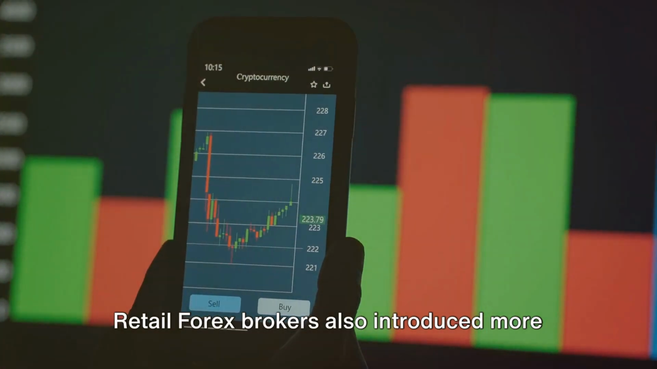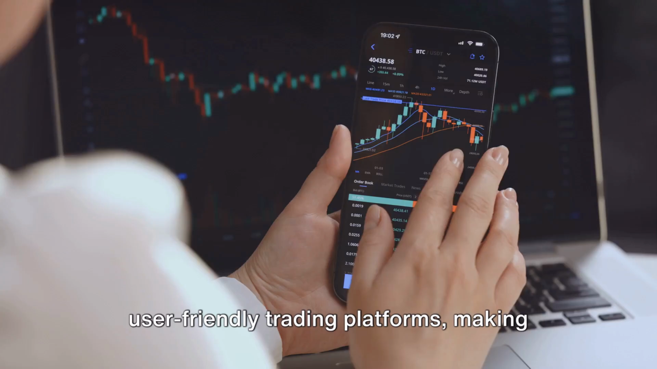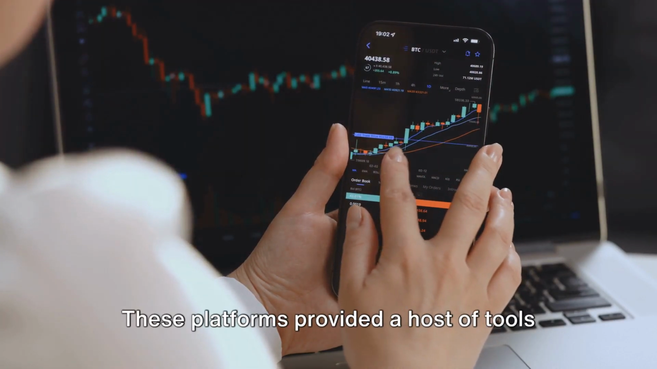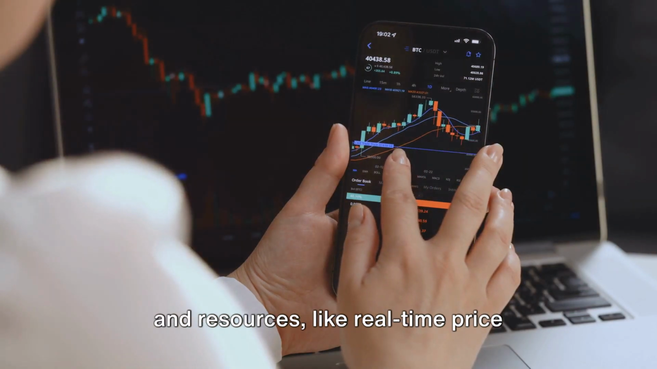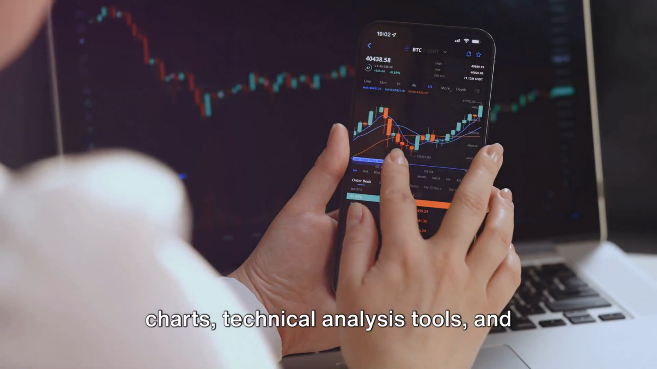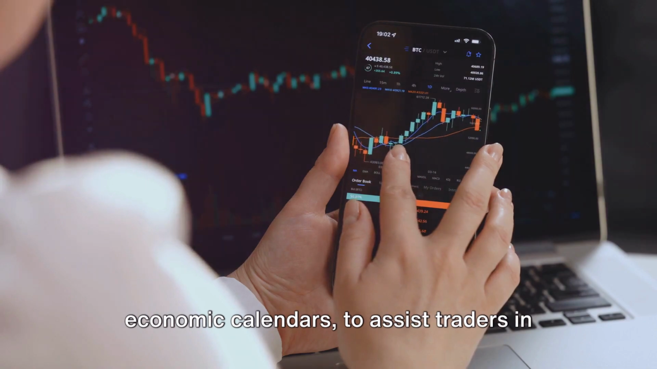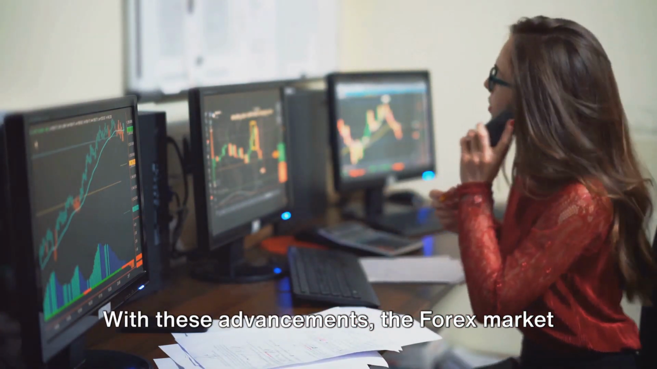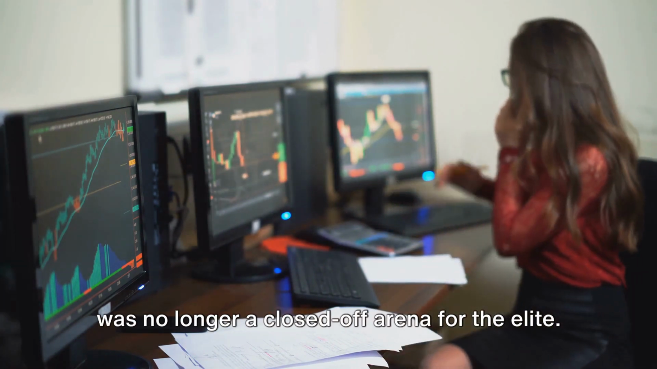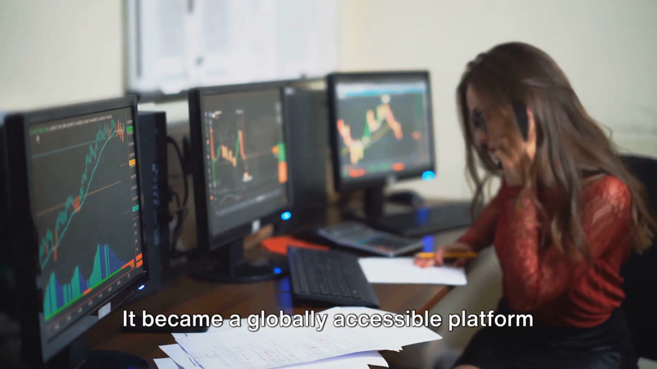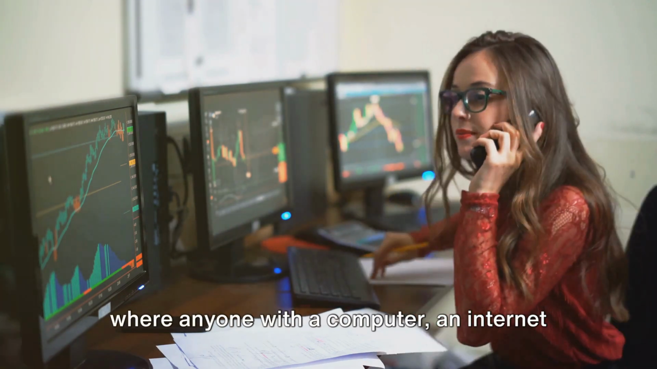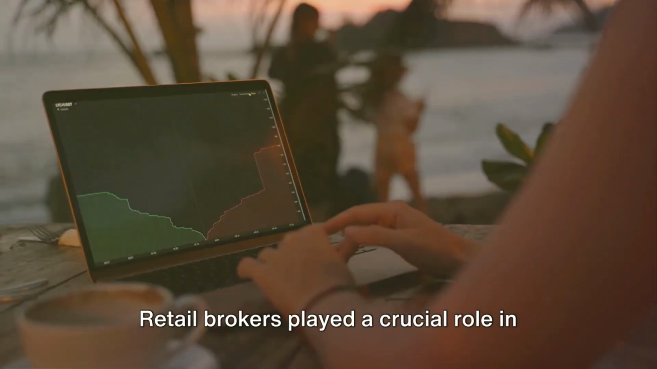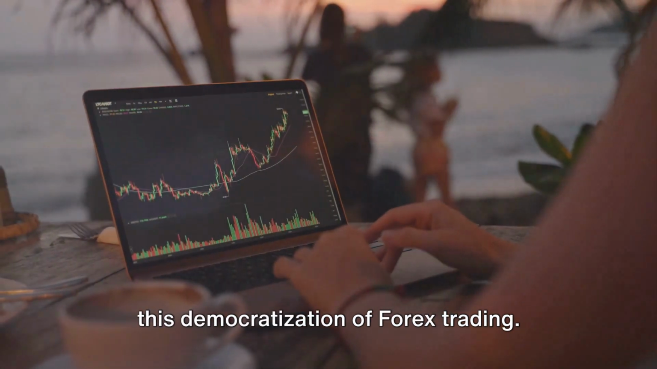Retail forex brokers also introduced more user-friendly trading platforms, making the process of trading less intimidating and more accessible. These platforms provided a host of tools and resources like real-time price charts, technical analysis tools, and economic calendars to assist traders in making informed decisions. With these advancements, the forex market was no longer a closed-off arena for the elite. It became a globally accessible platform where anyone with a computer, an internet connection, and a little bit of capital could participate. Retail brokers played a crucial role in this democratization of forex trading.